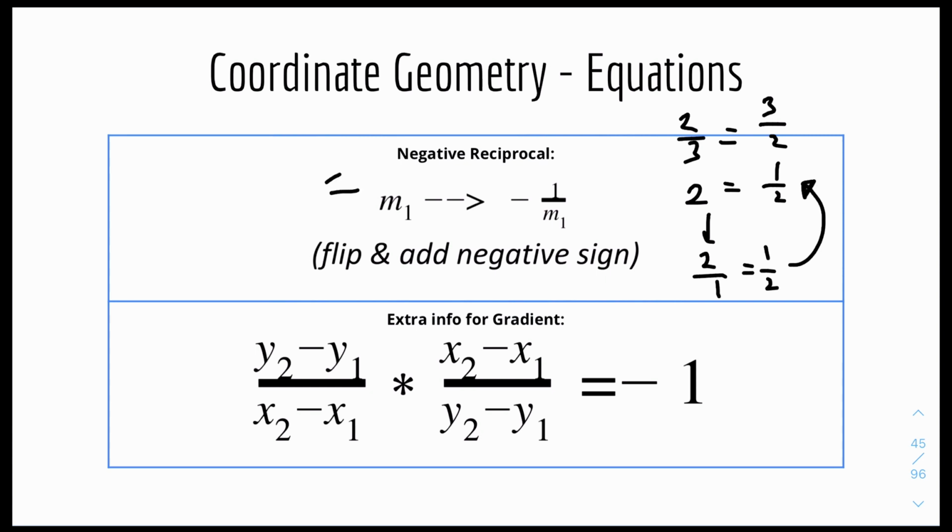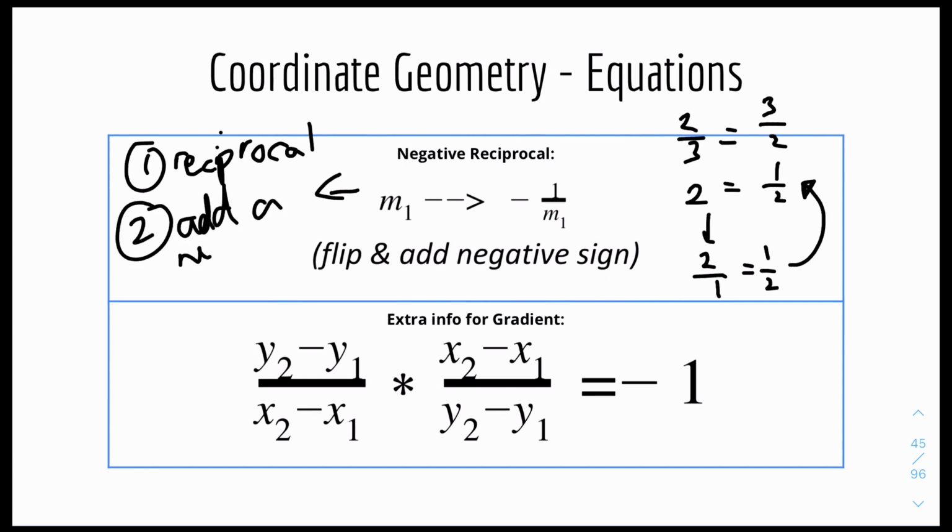So the negative reciprocal is basically you first reciprocal the number 2, then add a negative sign. So negative reciprocal would be useful when we look into perpendicular bisector later on in the next slide. Basically, yeah, flip and add a negative sign.